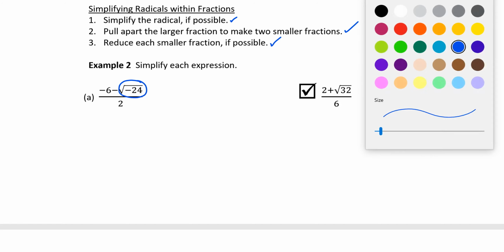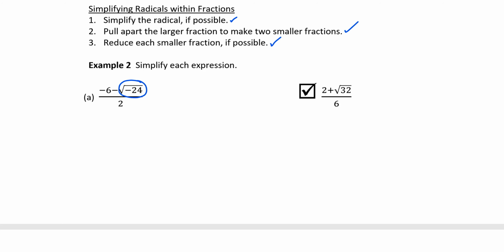I'm going to pull that out and kind of work this as an individual problem. So let's figure out the square root of negative 24. Because there's a negative under the radical, we're going to pull that out as an i, and then we're going to simplify square root of 24. So I want to think of a factor of 24 that is a perfect square. The pair 4 times 6 would work perfectly.